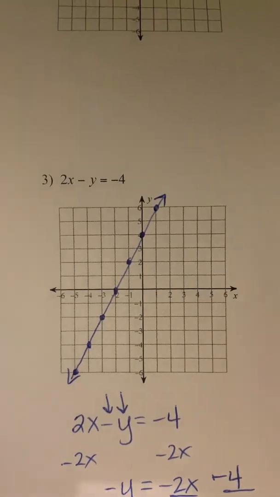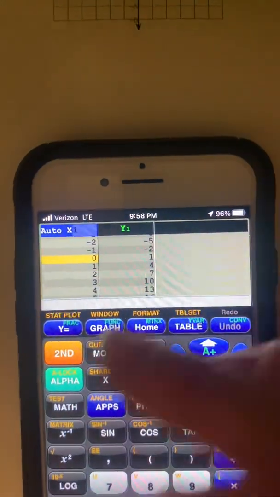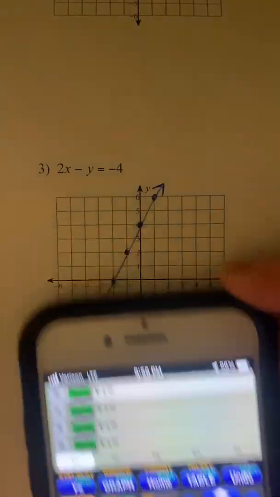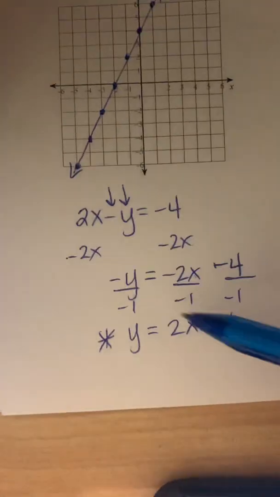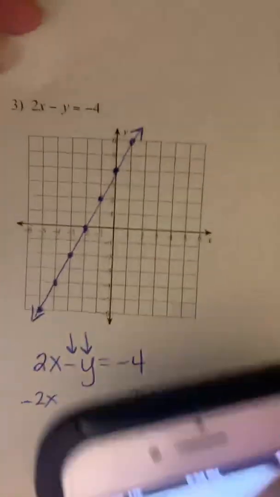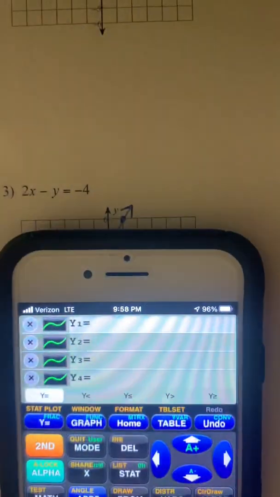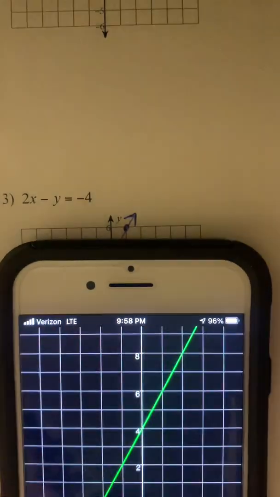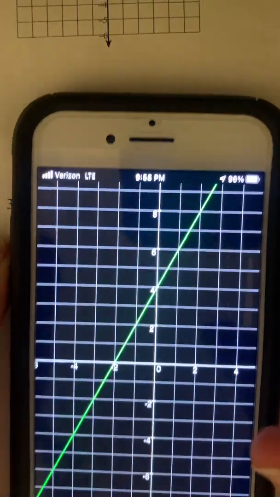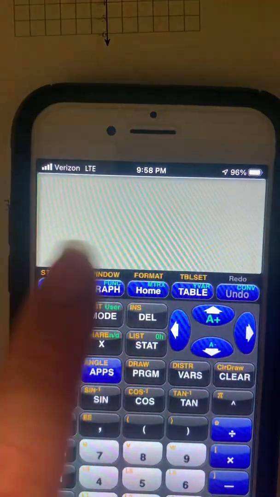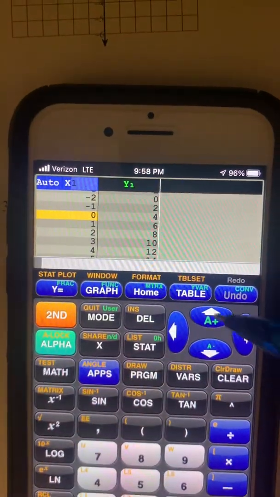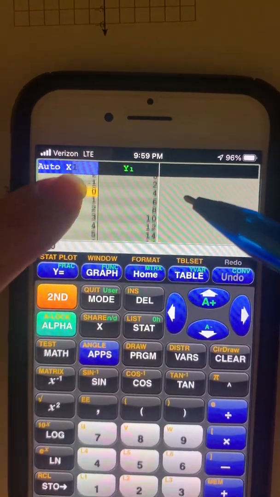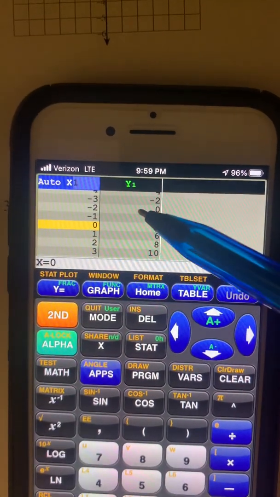So again, on the phone, go to the y equals, clear it. I'm going to type in, again, this equation, the 2x plus 4. So 2x plus 4. Again, I'm going to go to my graph to look at it. And then go to my table. Table's again right here. And again, you can just scroll by touching and grabbing to get those points. It's the same points.